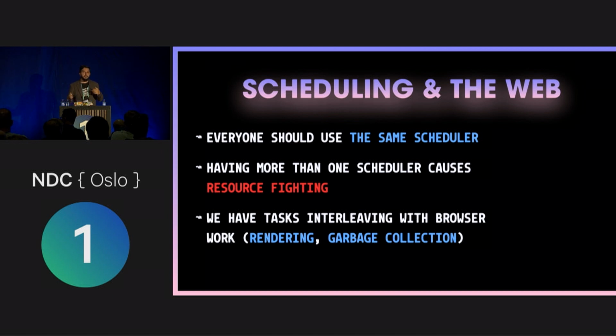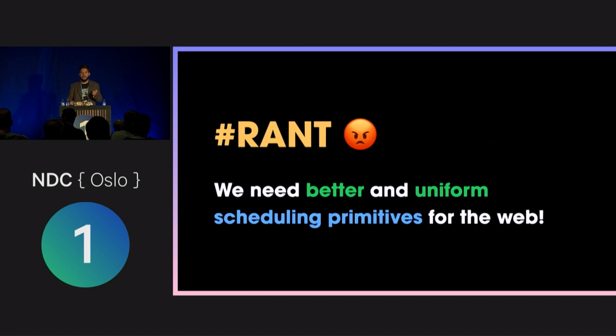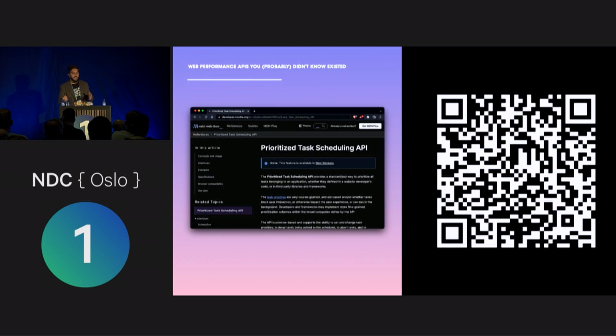And last but not least, we still have to think about the browser work. We still have to think about rendering, garbage collection, etc. So this is kind of a realization in the front-end world these days that we need better scheduling primitives. And people are aware of that. That's why we have this API that's on the way.